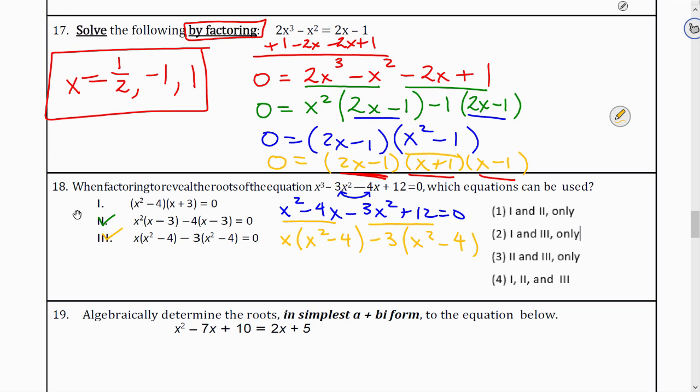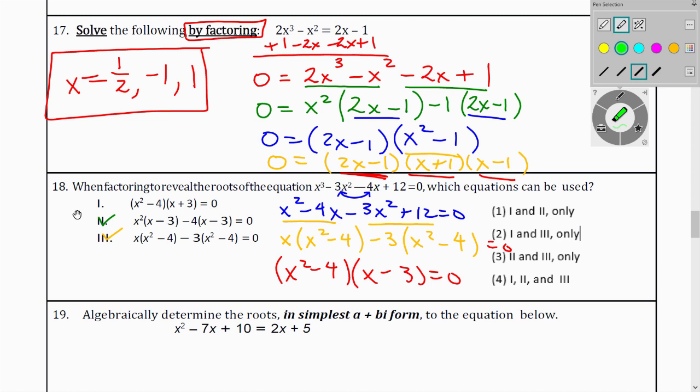Looking at the very first one, if I kept going and finished this factoring, I would bring the x squared minus 4 to the front, and I'm left with x minus 3 equals 0. I lost my equals 0 over there. What I notice is that this sign right here is not right. So it looks like the answer is 2 and 3 only, so I'd say 3 is the answer to that one.